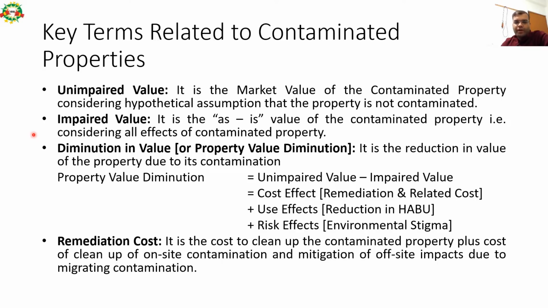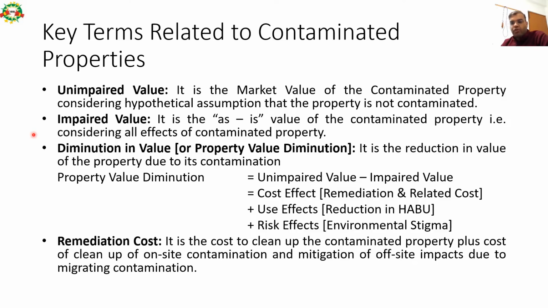The second terminology is impaired value. It is the as-is value of the contaminated property, that is, considering all effects of the contamination. So whatever degree or level of contamination is there on the property, we will consider that contamination, and we will reduce the property value for various types of costs based on contamination, and that reduced value of the contaminated property as compared to the market value of normal properties is called impaired value. So impaired value is the market value of the contaminated property, and unimpaired value is the market value of the normal property without any contamination.